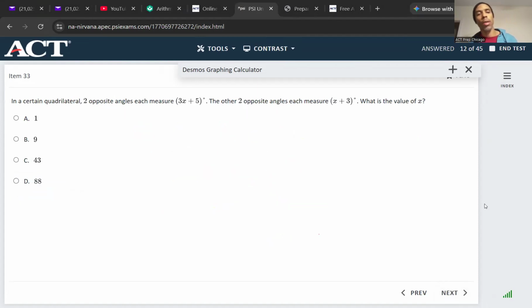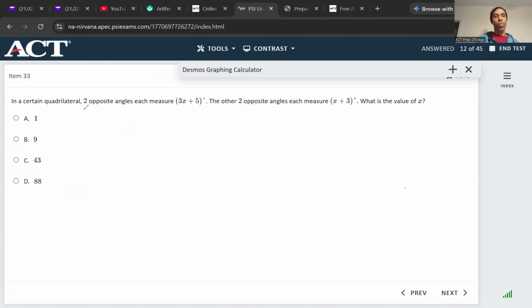In a certain quadrilateral, two opposite angles each measure 3x plus 5. The other two opposite angles measure x plus 3. What is the value of x? You just have to know background information: a quadrilateral's angles add to 360. In a quadrilateral, opposite angles are congruent, so it works with the angles given.